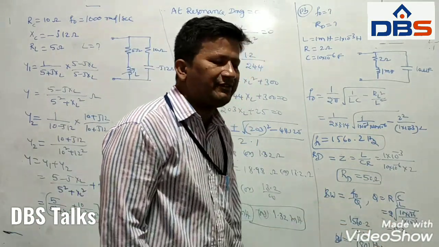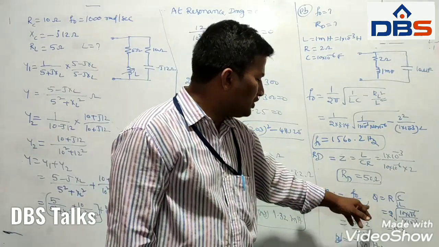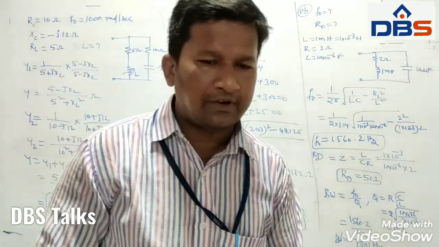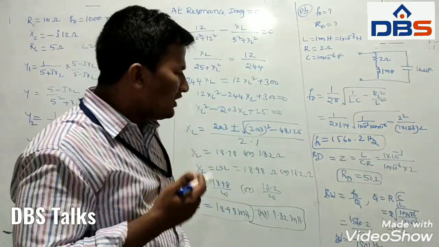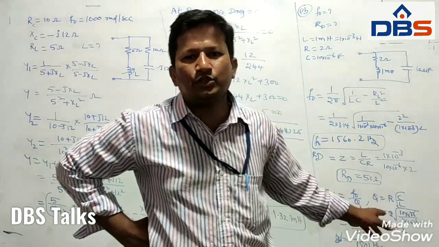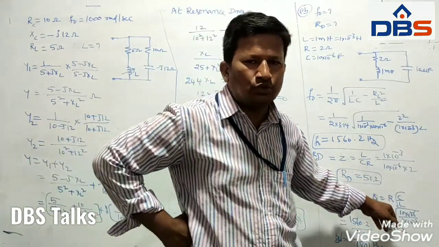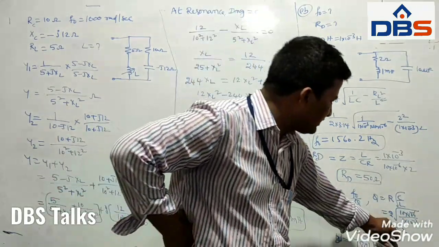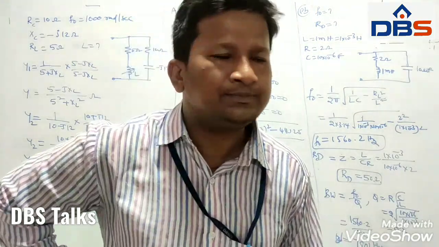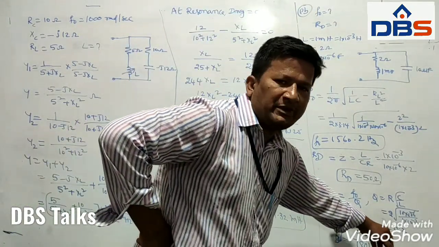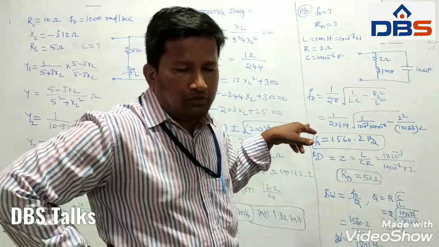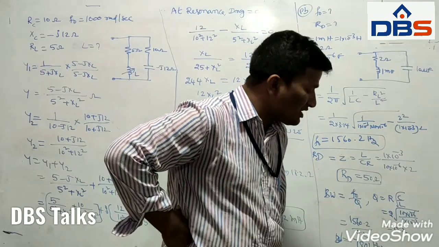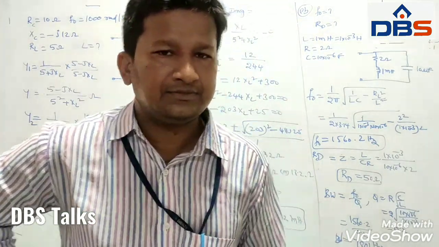And last, find out the bandwidth. Bandwidth is F0 by Q, but we don't know the Q value. For that, we find out the Q value. Q factor for a parallel resonant circuit is R into root C by L. We know that R value 2, C value 10 into 10 power minus 6, L value 1 into 10 power minus 3. We are getting 0.2, very low Q factor. Very low Q factor means bandwidth is very high because these two are inversely proportional. So we are getting bandwidth is 7801 Hz.